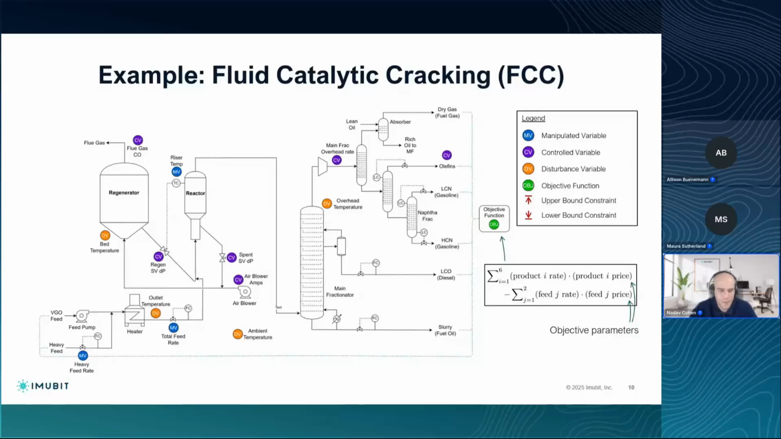There are upper and lower bounds, constraints. Every MV, every manipulated variable, has both upper and lower bounds. And some of the controlled variables have upper and or lower bounds. Like flue gas CO has an upper and lower bound. The main fractionator overhead rate has an upper bound, and the olefins rate has an upper bound. Okay, so this is an example of a process control and optimization problem. And for those that are familiar with this process, you know that there are pretty substantial nonlinearities going on here. So the system is indeed complex.